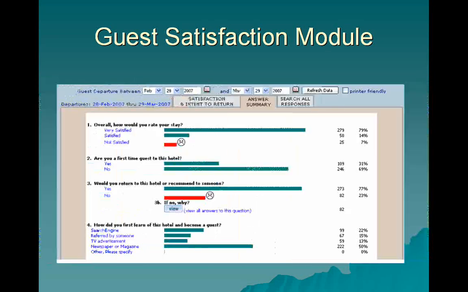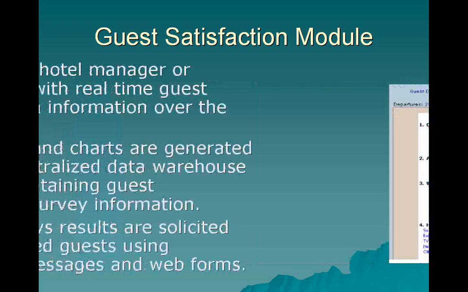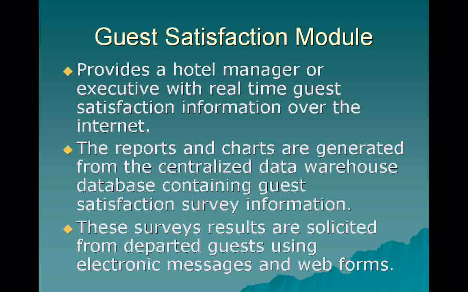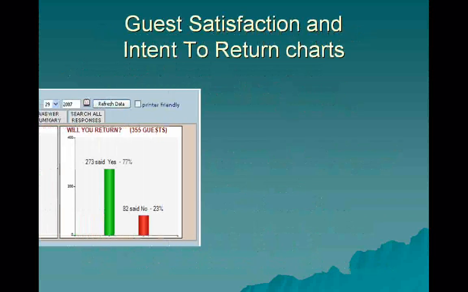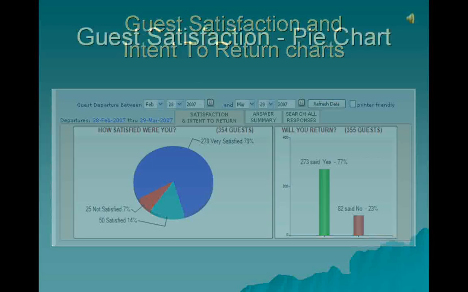The charts are generated using data from the centralized data warehouse database. The surveys are solicited from departed guests over the internet using electronic messages and web forms. The Guest Satisfaction and Intent to Return charts provide the tools necessary to monitor and improve a resort's guest satisfaction index, since they report a summary of the guest satisfaction and their intent to return survey responses.